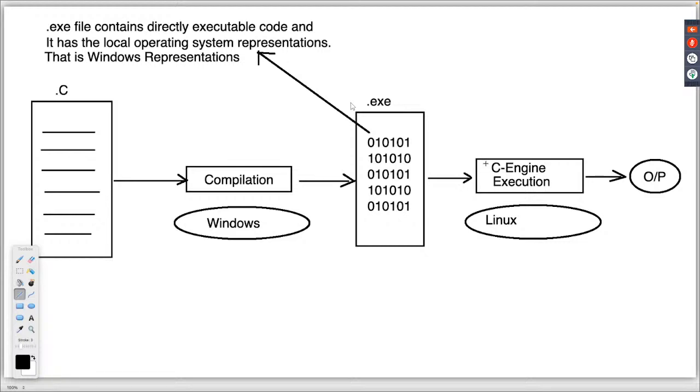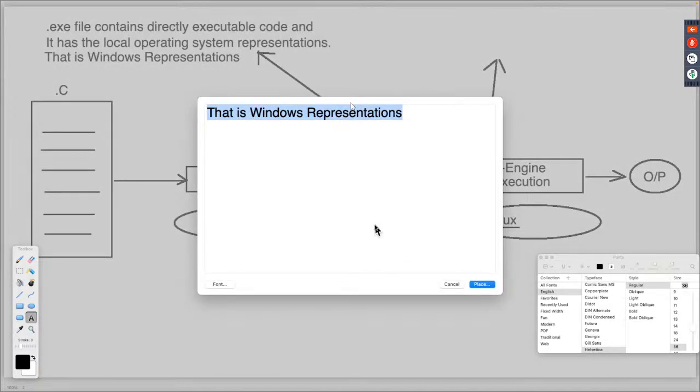Now coming to the execution process. The C engine is able to execute our program. On top of what operating system was the C engine installed? The Linux operating system. When the C engine is available on Linux, it is able to understand only Linux representations. Get my point or not? The C engine is able to understand and execute the code which is in Linux representations.